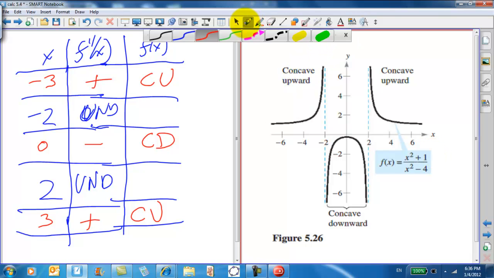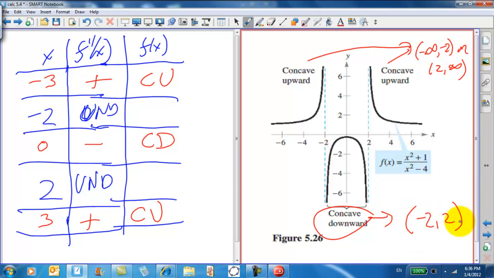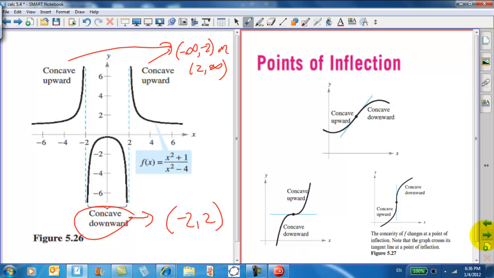Concave upward, let's sum that up. On the intervals from -infinity up to -2, or from 2 to infinity. And it's concave down on the interval from -2 to 2. Now notice in this case, we did not get an inflection point, because the function doesn't exist there and you've got a vertical asymptote. And that's our next topic, these points of inflection.